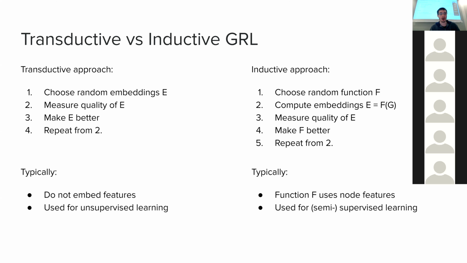As I said, while you can have transductive approaches that embed features, most transductive approaches do not do that. So typically, if you have features, you would go for an inductive approach. In theory this is independent from the previous choices, but in practice you will find some kind of polarization: if you have features or semi-supervised or supervised learning, you typically go with inductive. If you don't consider features or labels, you typically go with transductive. But this is not set in stone.